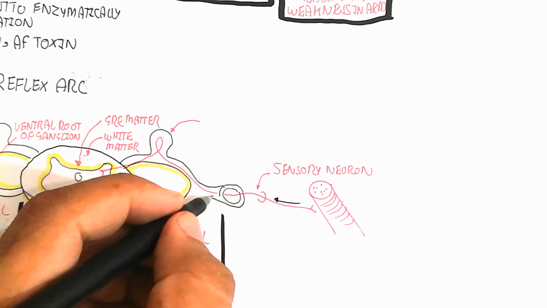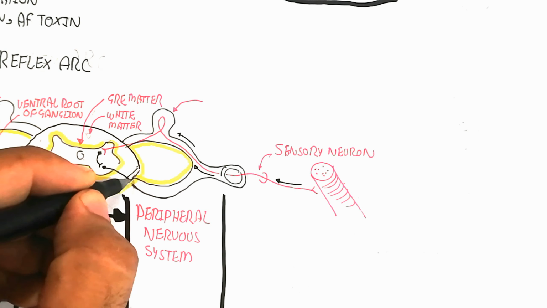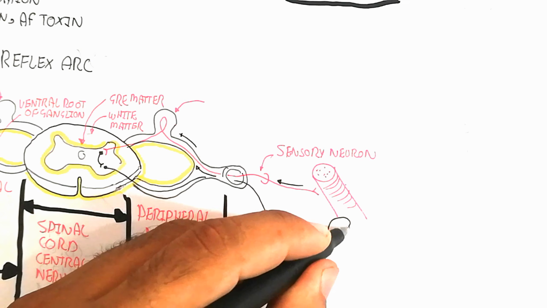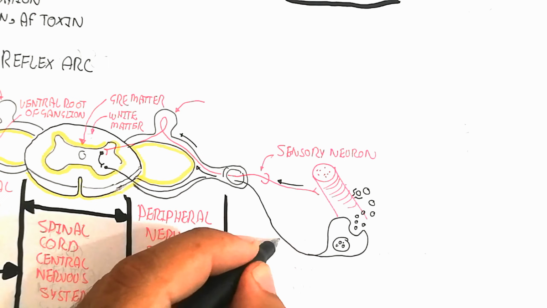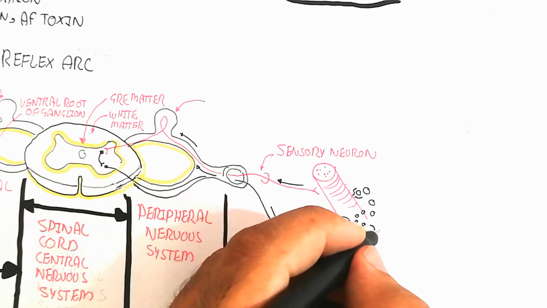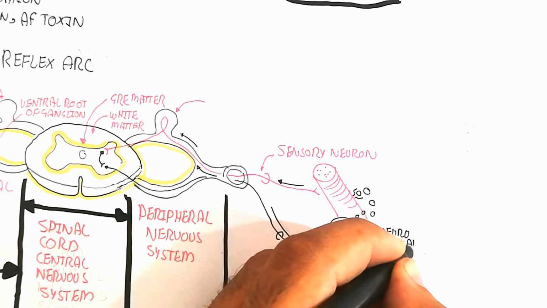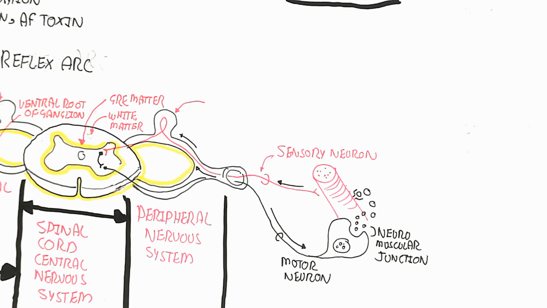After interpretation through the gray matter as well as the brain, the motor neuron captures the signal and moves it back toward the muscle, the muscle fibers, the muscle cells, and the neuromuscular junction is here.